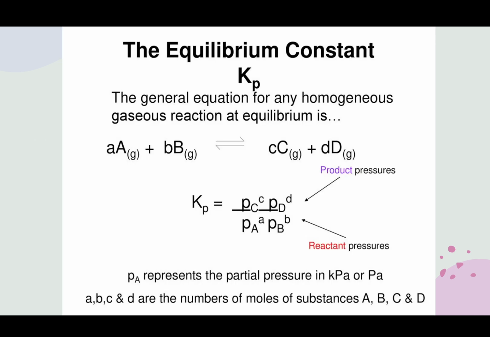So Kp is generally the same thing. The general equation for the homogeneous gaseous reaction at equilibrium would have this. Remember, you can only calculate Kc and Kp at equilibrium. If your reaction is not at equilibrium, you cannot calculate it, so you need to get it to equilibrium first. You need to find the equilibrium concentrations or the equilibrium partial pressures before you do anything with Kc or Kp, and that is where your ICE table will come in, and we'll discuss more about that. It's generally the same thing, but we use P to denote the partial pressure of the substances.